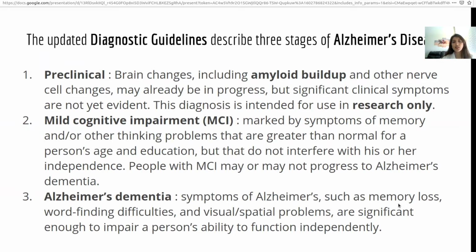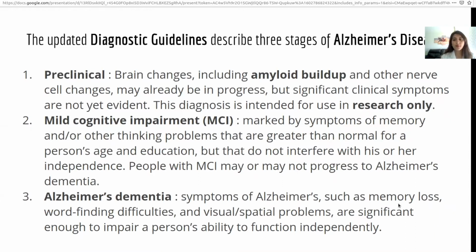It is usually defined as preclinical, mild cognitive impairment, and Alzheimer's disease. Preclinical, there are no apparent symptoms of Alzheimer's disease, there's no dementia, the person is completely healthy, but the deposition of amyloid has begun. It usually occurs more than 10 years before the actual onset of dementia in a patient, and it doesn't require any medical intervention and is just used for research purposes.